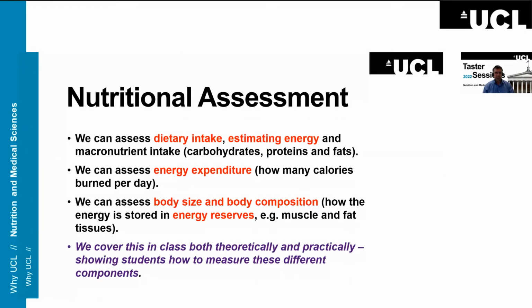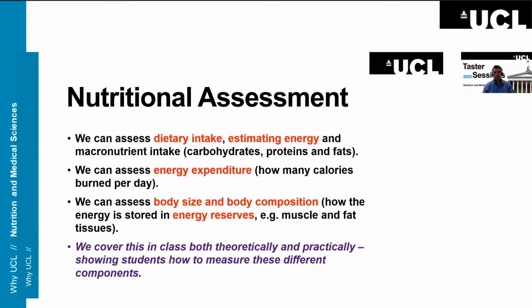So what can we do? In terms of assessing intake, the first thing we can do is estimate energy and macronutrient intake. When we talk about macronutrients, we're talking about carbohydrates, proteins, and fats from the diet, from food and from drink. So we can look at intake. We can look at energy expenditure, so your metabolism. We can check how many calories you're burning per day. There's ways we can do that. And similar to what you mentioned with BMI, we can look at body size and body composition. Because obviously when you store energy, you store it in reserves, for example, protein in skeletal muscle tissue and fat in adipose tissue.